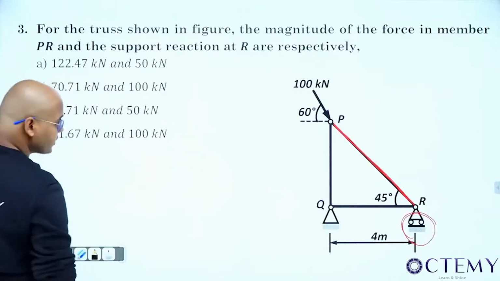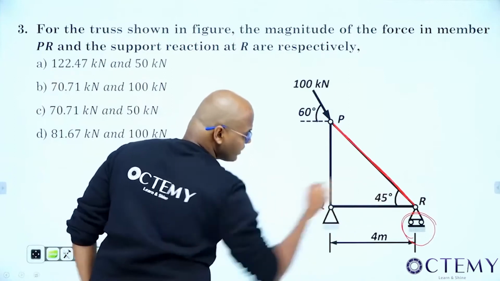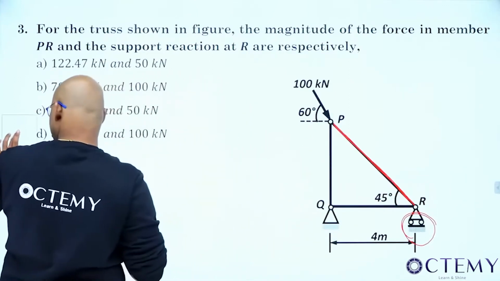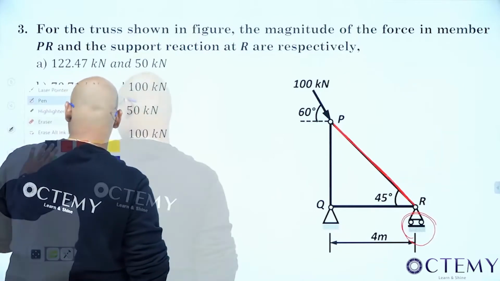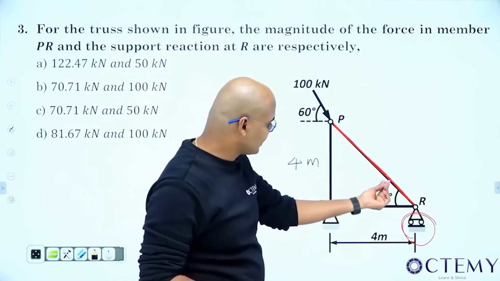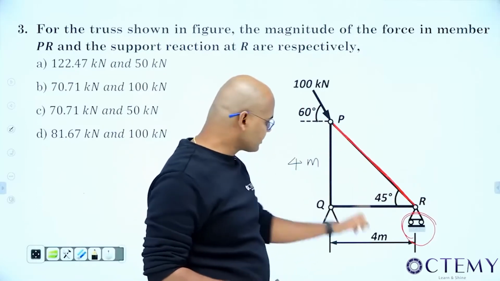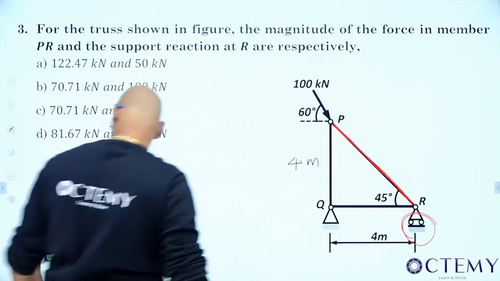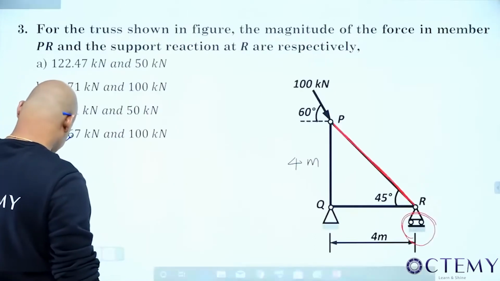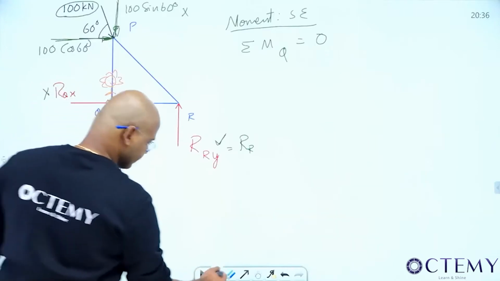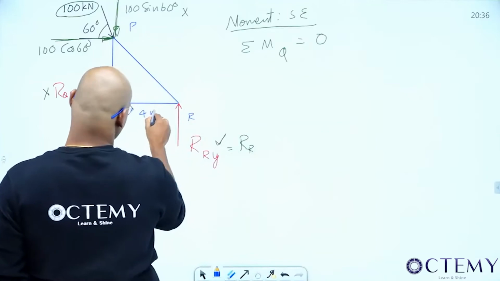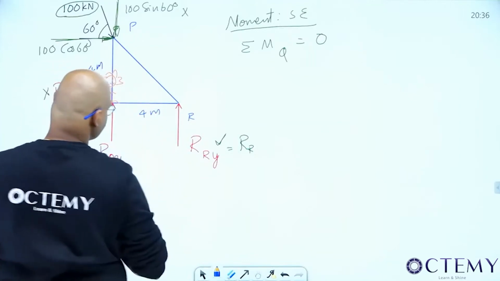Now, what is this thing? 4 meters. This is 45 degrees. What will be this? Same 4 meters, because with a 45 degrees angle, you take tan 45, which is 1, opposite side by adjacent side. So 4 meters. Now please all of you see here. This is 4 meters. This is also 4 meters. I got the lengths.